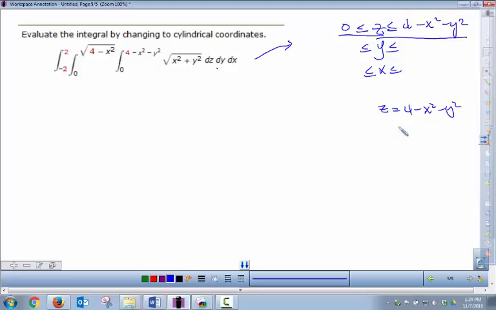And it's probably going to intersect the xy plane. If you imagine z is equal to 0, it's going to intersect the xy plane on a circle that has radius 2. Okay, so y goes from 0 to the square root of 4 minus x squared. Now y is equal to 0, we know what that is, right? What is that?